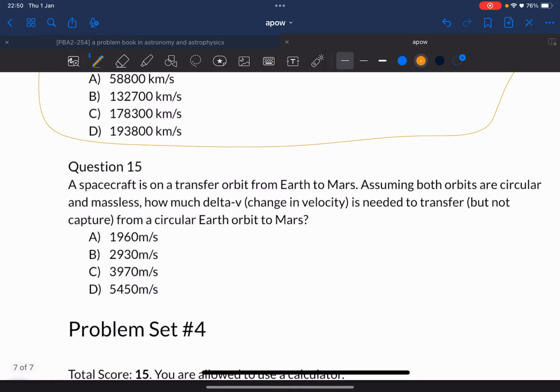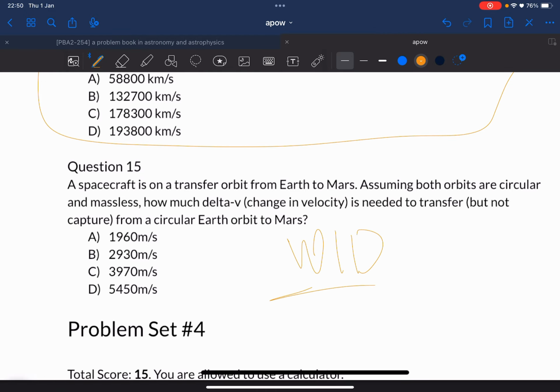Let's look at question 15 first, because guess what? I'm avoiding this as well. What do you mean by you are on a transfer orbit from Earth to Mars? Assume both orbits are circular, but what about your Mars orbit? What are the parameters of your Mars orbit? So what if it's circular? What is the radius of your orbit to Mars? And also, what is the radius of your orbit to Earth? You didn't tell me anything about the orbits, aside from the fact that they're circular.